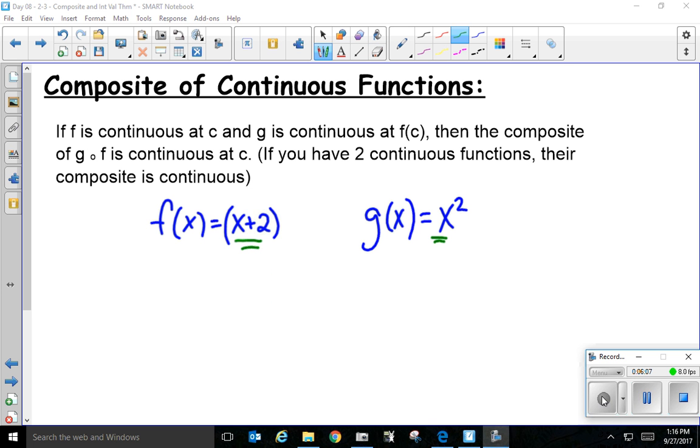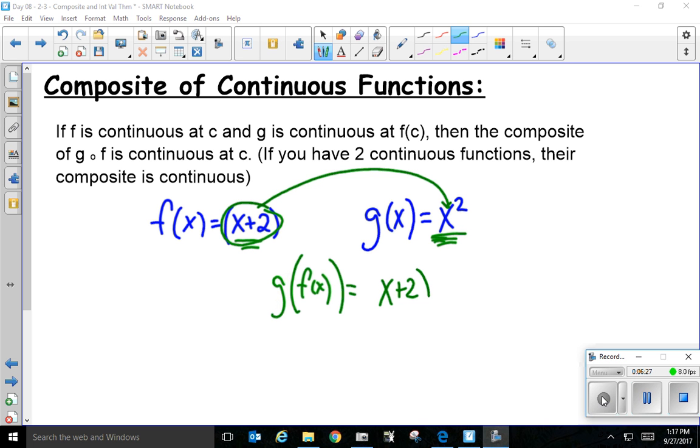Remember when I told you composites are when you take one function and put it in the other? If I take f of x and put it into g of x, that should also be continuous. Isn't g of x x squared? If I take this function and put that into my variable here, x plus 2 squared, that's a composite of the two functions. Isn't that the same as saying g of x plus 2? Because that's what that is.